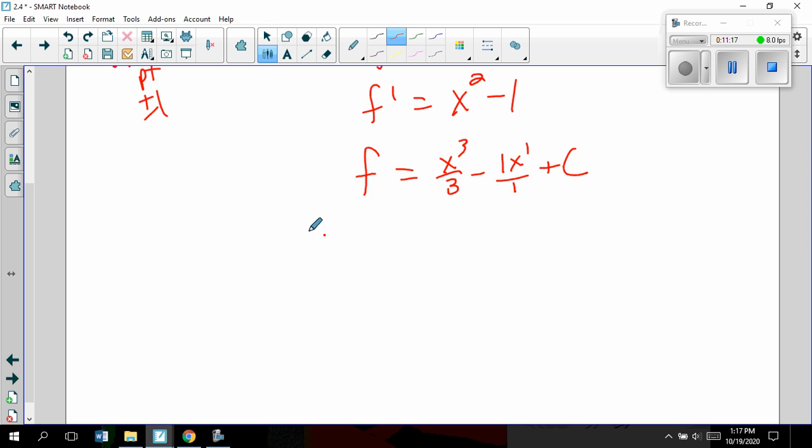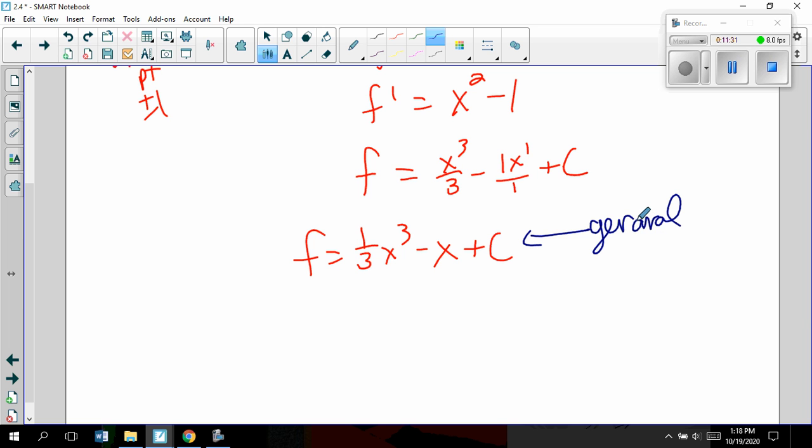Okay, so this thing would then be 1/3 x cubed minus x plus c. So this is what we are going to call a general solution because of the plus c. So c can be anything, so you're just giving a general solution for what it might be. Sometimes on your homework it asks for an example, so give me one example that has this. If they ask for that, you get to make up your own. Whatever value for c you want.